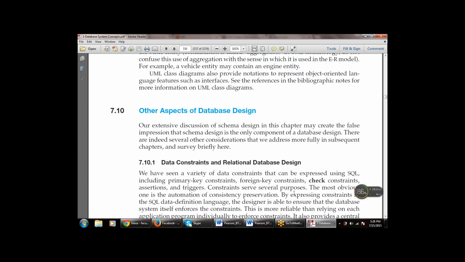The first aspect that is available is the data constraints and the relational database design. One of the constraints is the check constraint. There are various constraints that will be available, like the primary key constraint, foreign key constraint, check constraint, assertions, and triggers. That is data constraints, and the check constraint will be available in the database design.